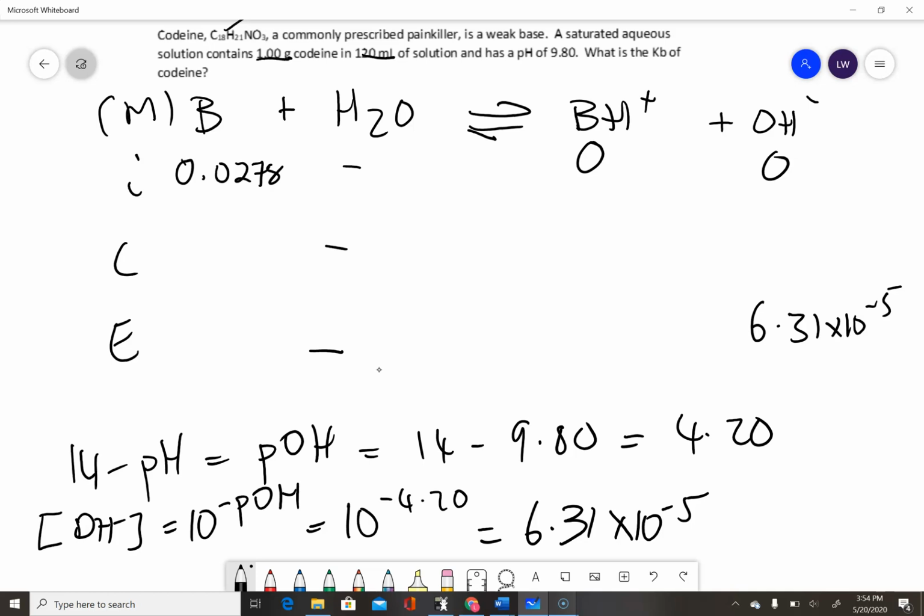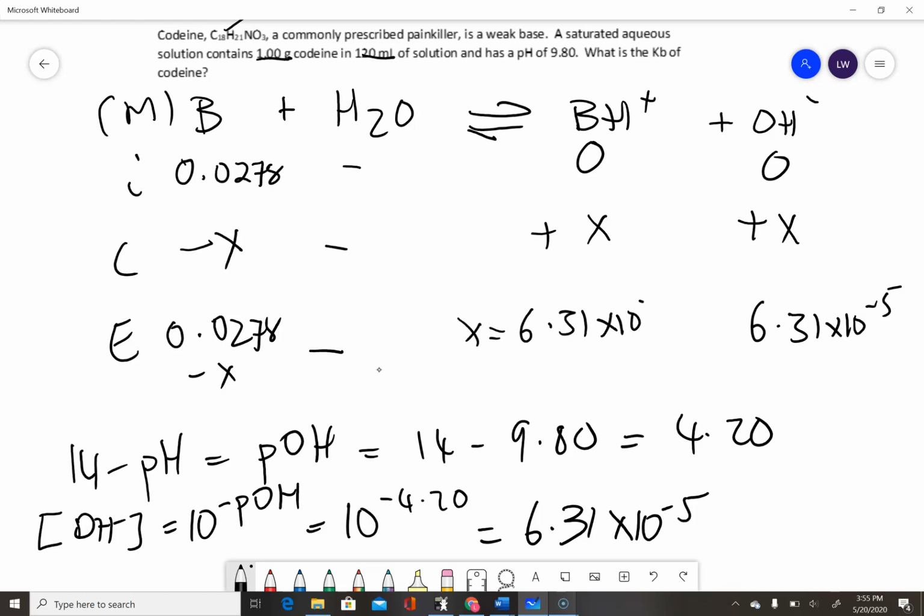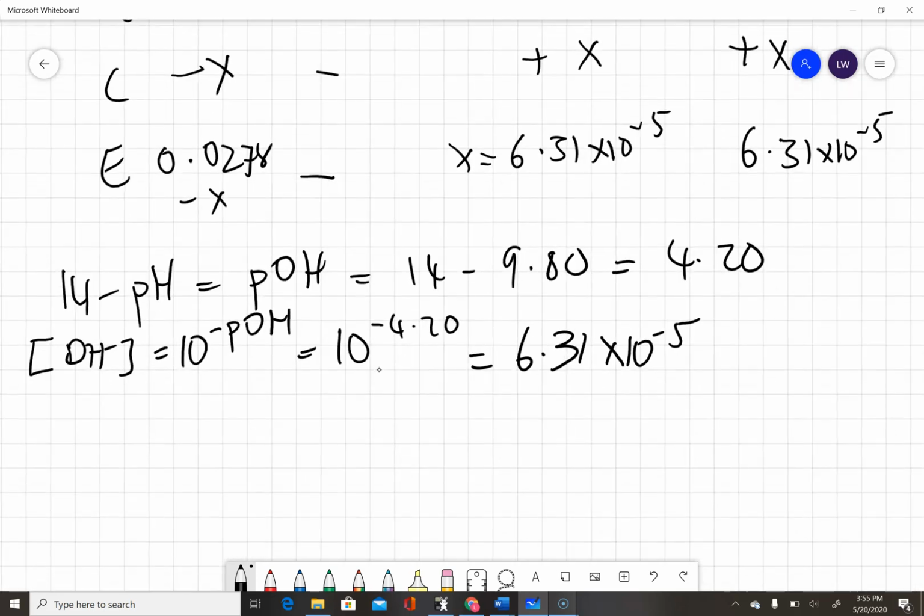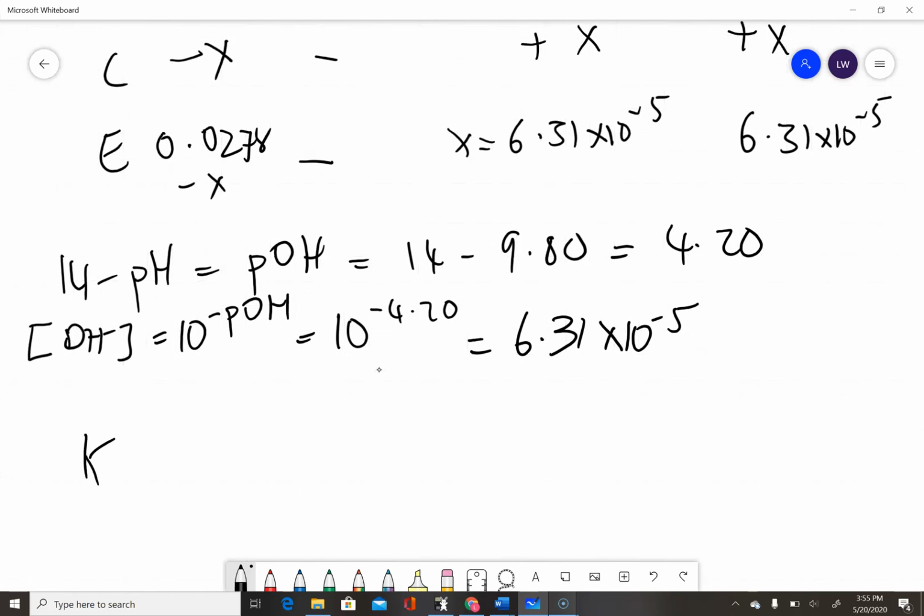So what's going to happen is this comes to equilibrium. It always moves towards the zeros. This will go down by x, giving me 0.0278 minus x. This will go up by x. This will go up by x. And so what we know is that x equals 6.31 times 10 to the minus 5. So now I can go ahead and calculate my Kb.